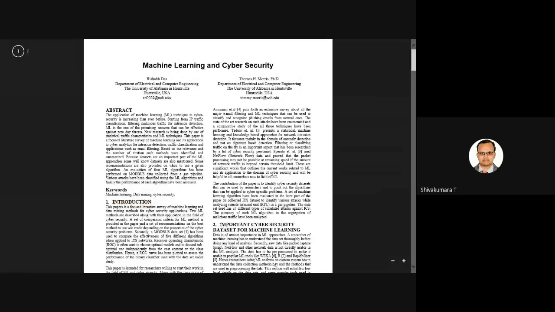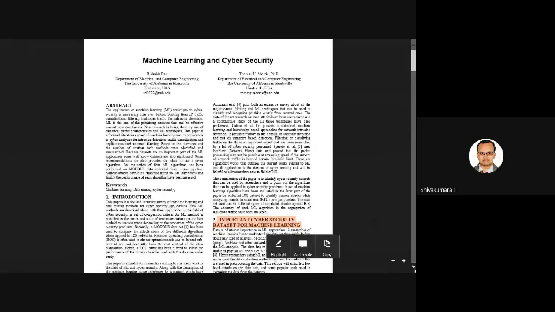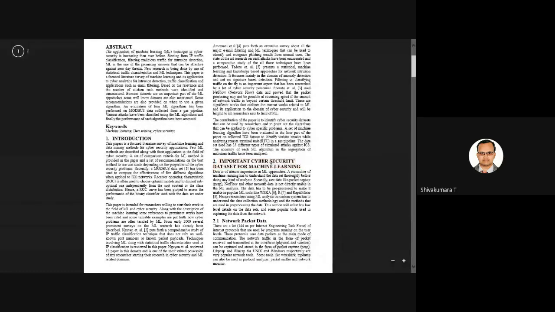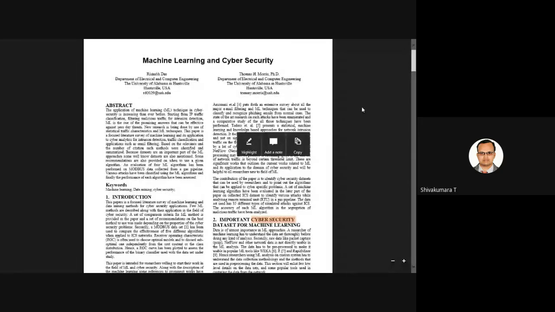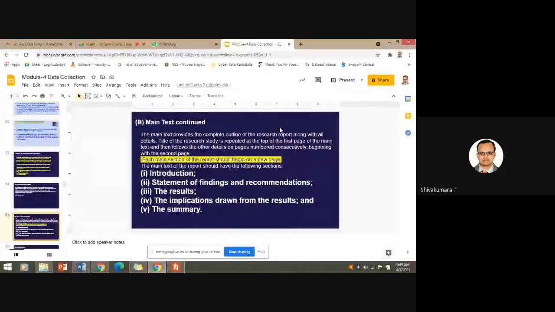Then the second chapter is the importance of cybersecurity data set for machine learning. That is findings and recommendation. For the reader, it gives the recommendation to read about the data set of machine learning. Also, it tells the importance of that topic of interest, which has been given as a title, that is machine learning and cyber security, right? Then after the statement of findings and recommendation, the results will be discussed by the researcher.